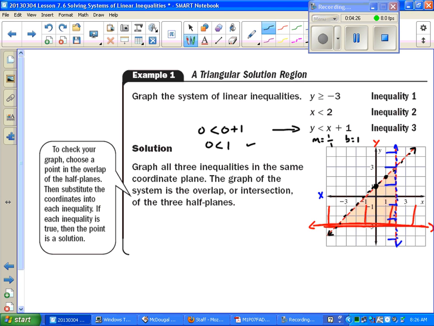That's a true statement. That means everything on the 0, 0 side is true. So the only area that all three of the inequalities share in common is this area that was shaded when we first looked at it, this triangle on the inside. This is the area that they share in common, all of this area here.